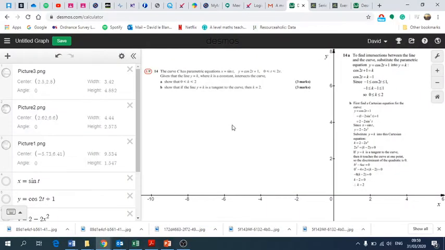Right, I was asked to explain question 14 from exercise 8D, so I'm going to do this on Desmos, so hopefully that might help a little bit, especially if you're graphically minded. So we've got the question here.